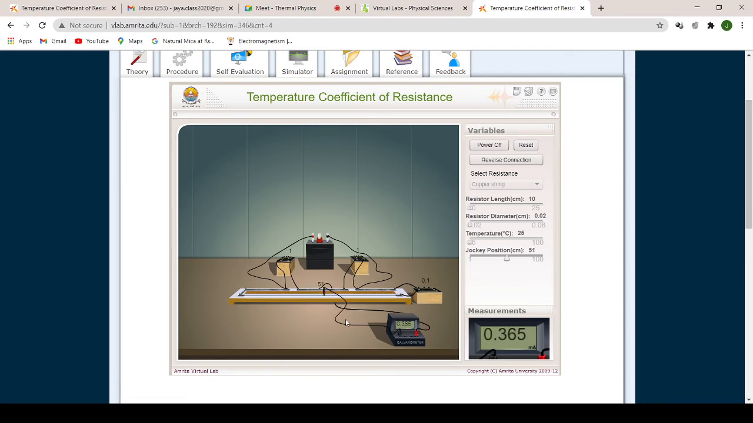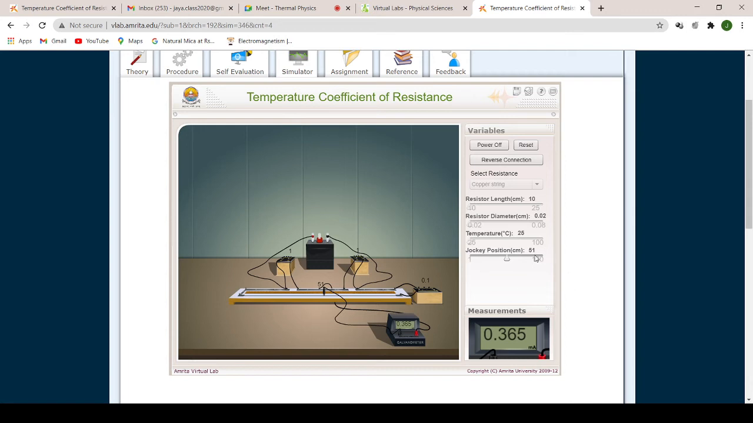Can you see it is about 0.365. As I told you, it is not coming exactly to 0. So take a value which is as close to 0 as possible, and here now L2 dash is equal to 51. Can you see L2 dash is 51? Yes, ma'am. You can see on this also, as well as where your jockey position slider is, there also you can see what is the length.